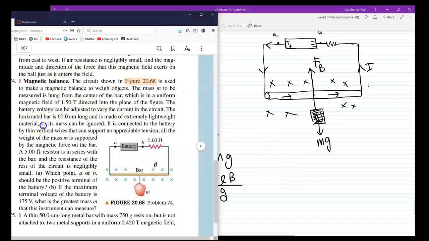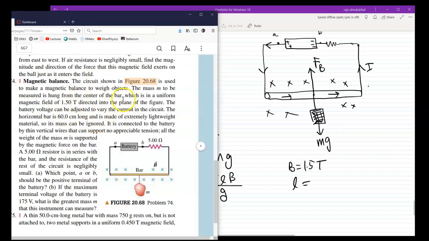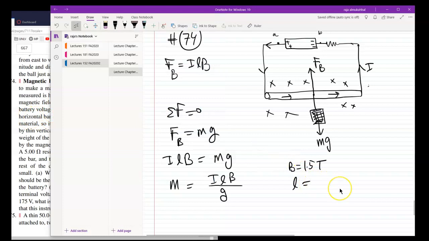Let's go back. I have B. He said B is 1.5 Tesla. Let me write it down here. Do I have L? Yes, I do. He said the length of the rod, the horizontal bar, is 60 centimeters. So I know the length. And of course, g is 9.8. That's easy.